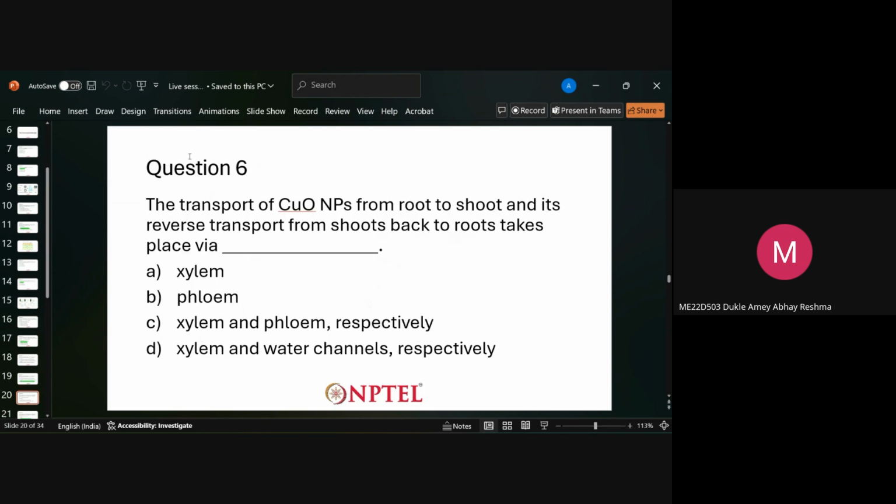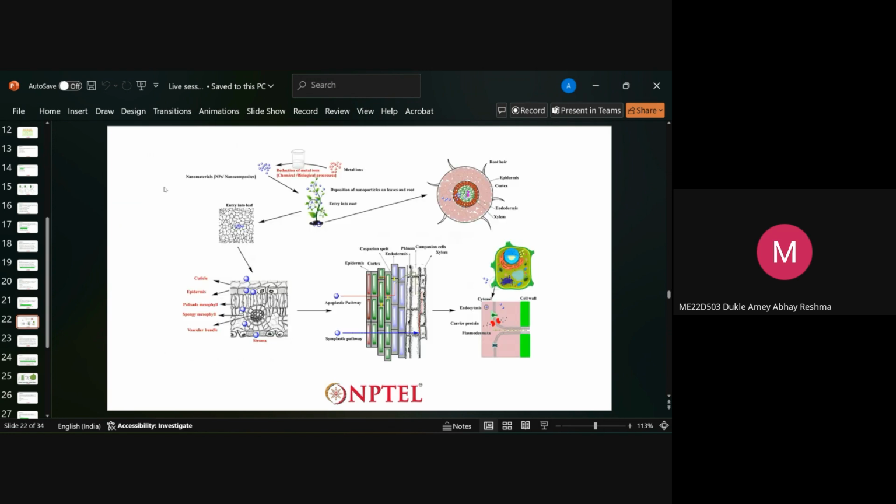So, question number six: the transport of copper oxide nanoparticles from root to shoot and its reverse transport from shoot to root takes place via xylem and phloem respectively, or xylem and water channel respectively. So the answer is xylem and phloem respectively.